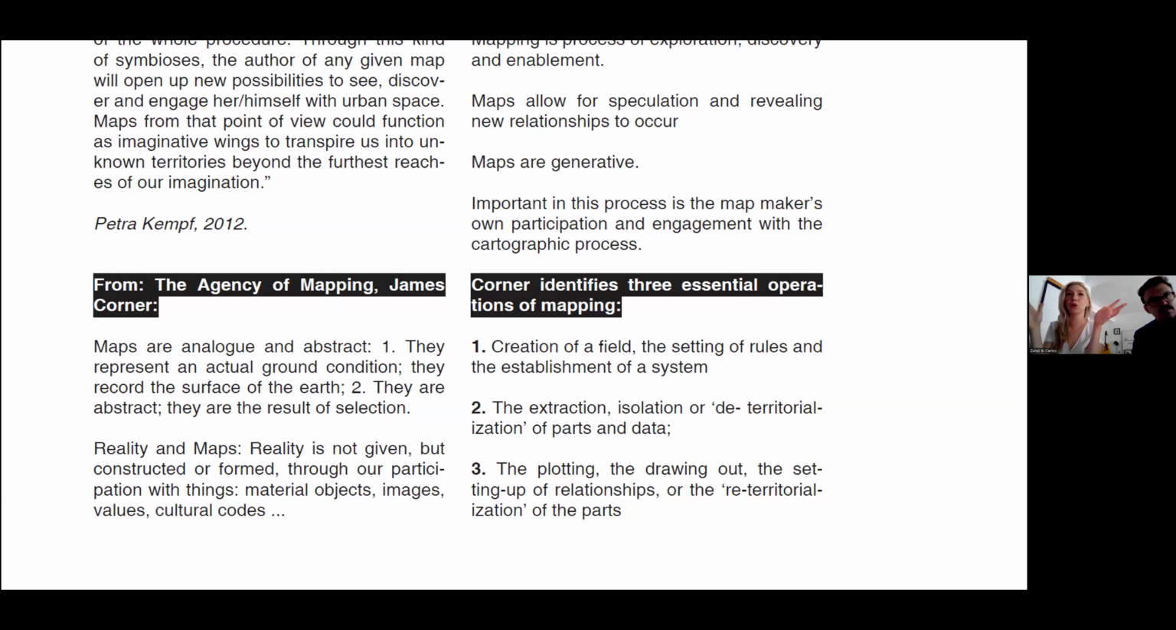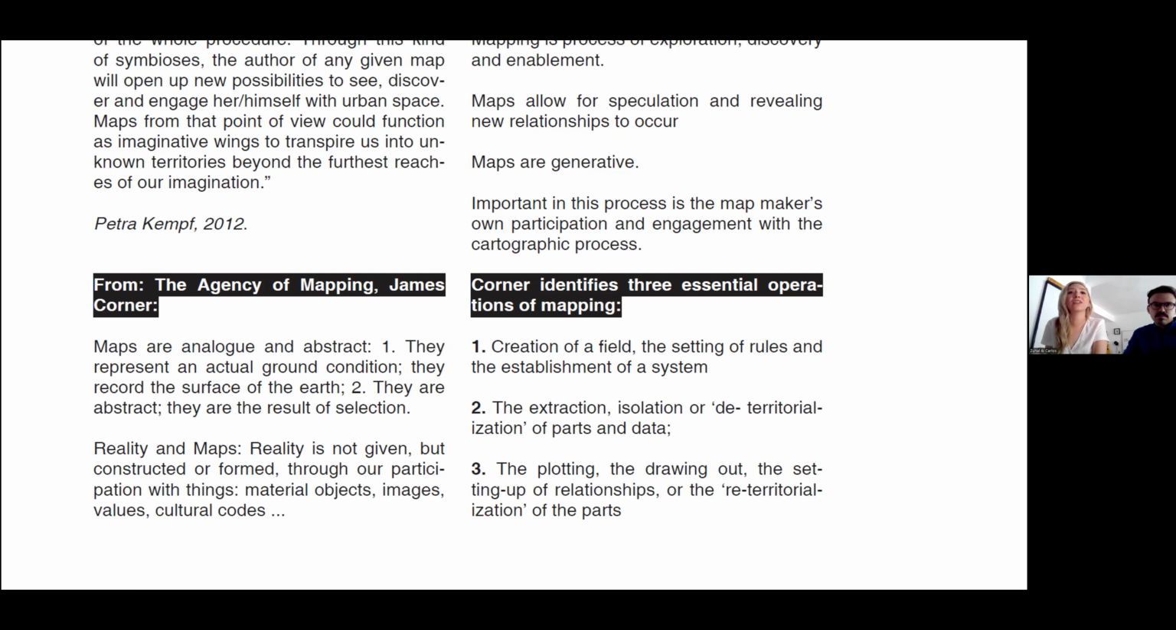the 3 essential operations of mapping. And number 1 is the creating of a field, right? Setting of rules and the establishment of a system. Here, you're looking in Marmara at certain regions, right? And in those certain regions, you are trying to understand what field is that? Is that a water field? Is that a soil field? Is that an energy field? Is that an agricultural field? Is that an industrial field, right? Trying to understand and see what that field is.